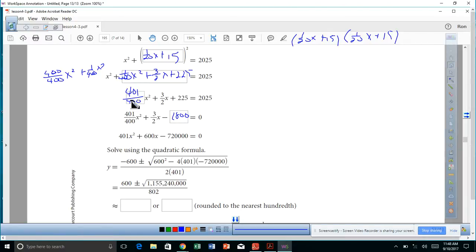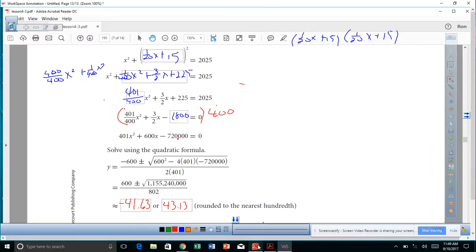Okay. Now, that's going to be hard to do, so let's multiply everything by 400. Okay. And then that's going to give us 401x squared plus 600x minus 720,000. Okay. And we'll solve using the quadratic formula. We'll plug all that in. And we'll get x is approximately -41.63 or 43.13. And that's just rounded.